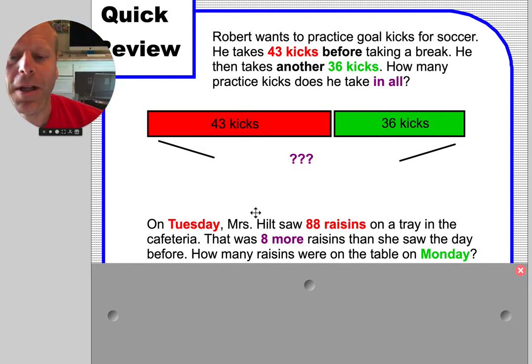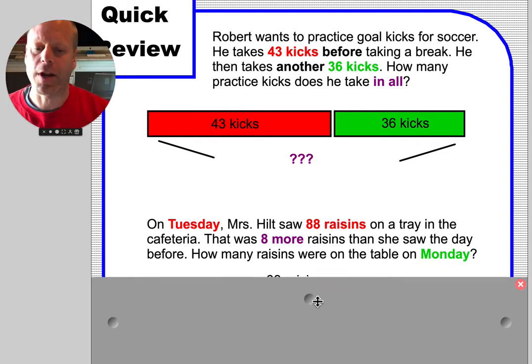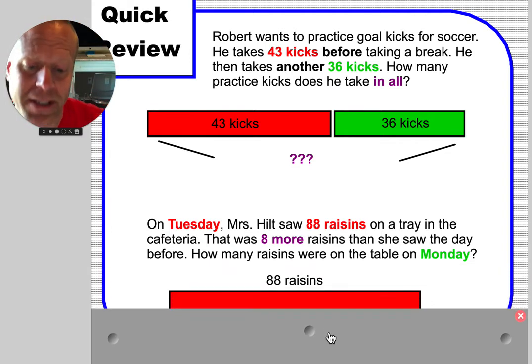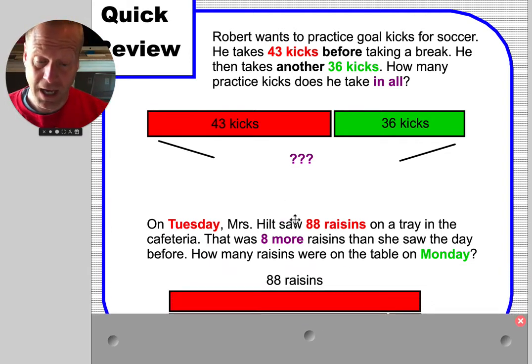All right, so there's a lot going on here, so let's just go ahead and represent what's going on. First thing I'm going to tell you is she saw 88 raisins on Tuesday. This is what 88 looks like. It's like every raisin she saw. So I didn't do 2 small bars because they just told me 88. That's every raisin on Tuesday. So I did 1 big bar.